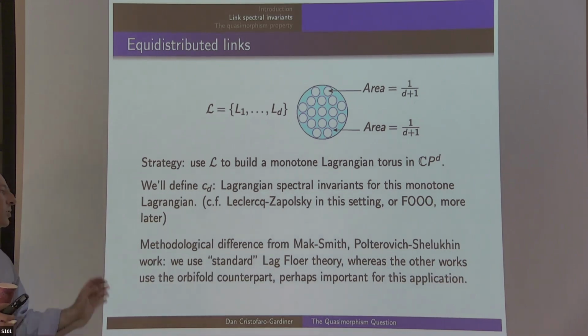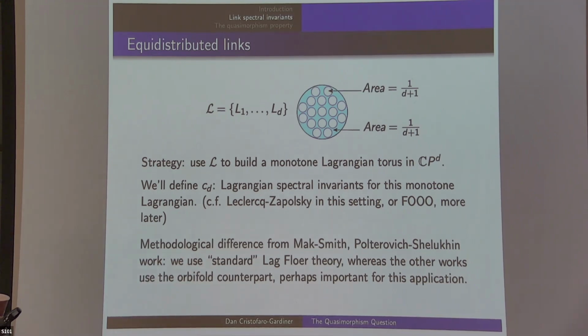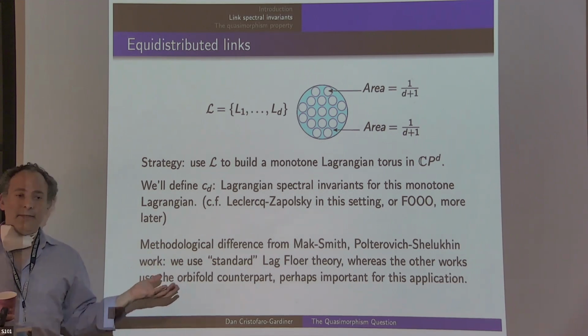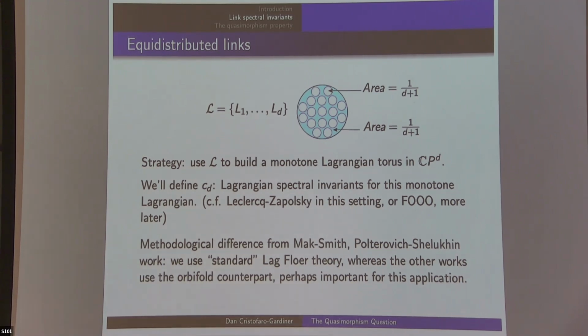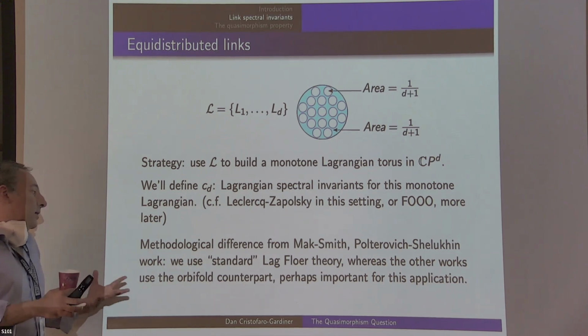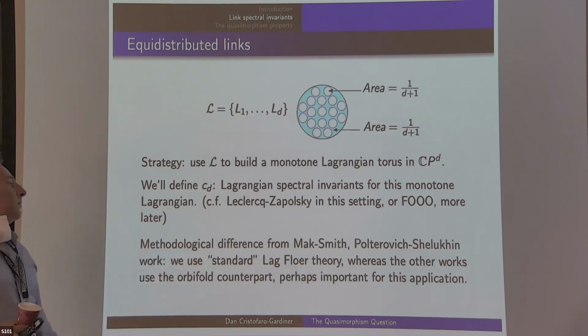And so, let me say, especially for the specialists, that there is actually an important methodological difference here. We're using the, quote, standard Lagrangian Floer theory, whereas in the previous works, the works by Mack Smith and Polterovich and Shalukhin, they use the so-called orbifold Lagrangian Floer theory. And it's not just a technical difference, it seems to be perhaps important for this application. I believe I understood from conversations with, for example, Leonid, that it's not clear at all how to see the quasimorphism property that we'll need from the orbifold Lagrangian Floer theory. We'll return to maybe why in a bit.